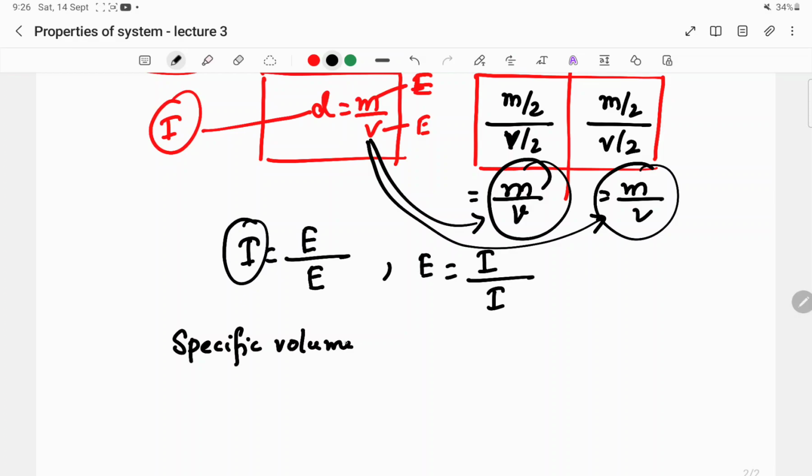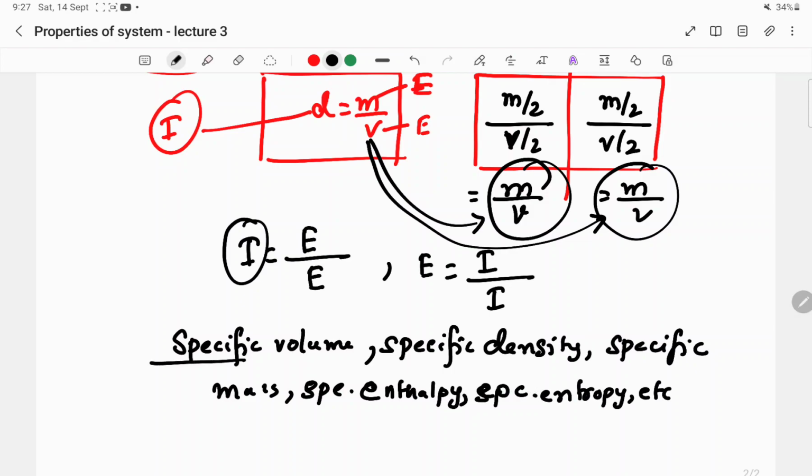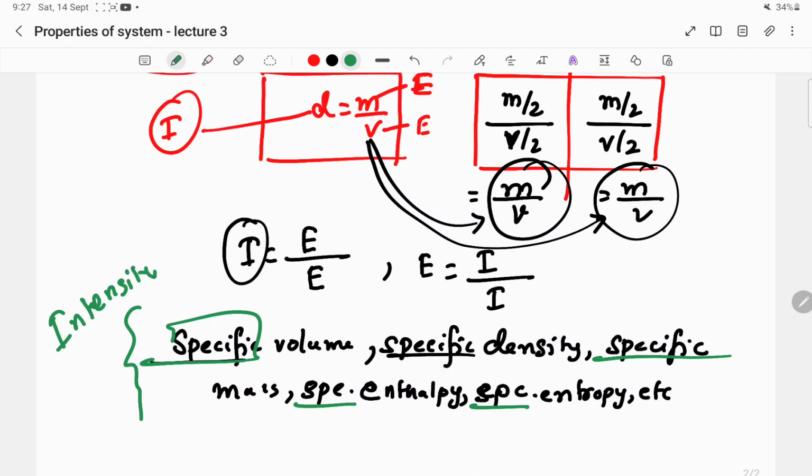Any specific property, if you add the word specific, like specific volume, specific density, specific mass, specific enthalpy, specific entropy and all, if you use the word specific, okay, specific, then these are all intensive properties. Let me explain with one of them.